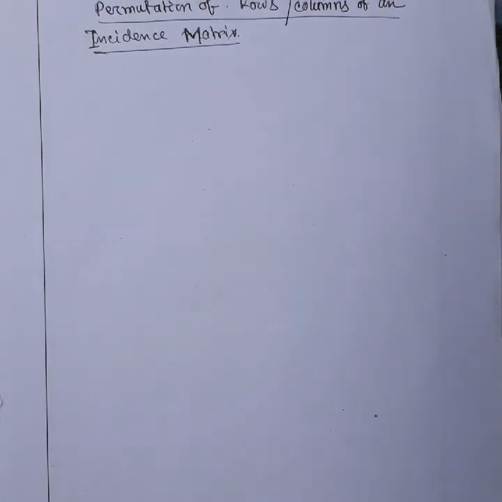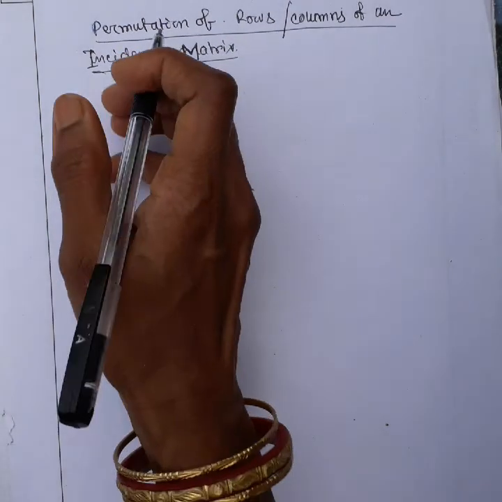Today I discuss the permutation of rows and columns of an incidence matrix. In my previous lecture I discussed what an incidence matrix is. Now I discuss the interchange of rows and columns of an incidence matrix. Permutation of rows and columns.